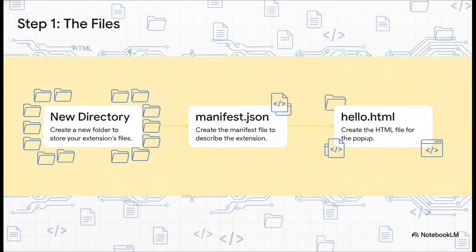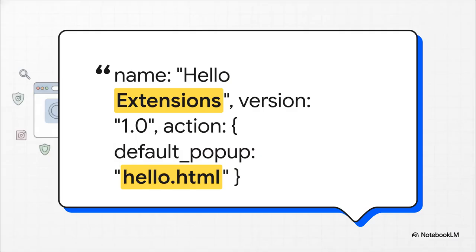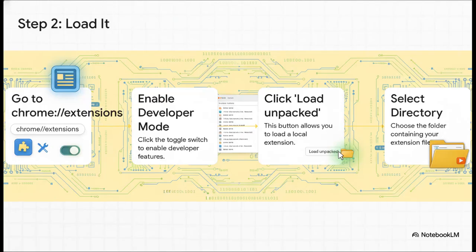for our pop-up. And this is the code for that manifest file. See? It's pretty straightforward. We're just telling Chrome we're using Manifest version 3, we give it a name and a version, and then the action part just says, hey, when the user clicks my icon, show them the hello.html file. That's it. Now, to see this thing in action, you don't even need to publish it. Just go to chrome://extensions in your browser, flick on the developer mode switch, click Load Unpacked, and just point it to the folder you made.